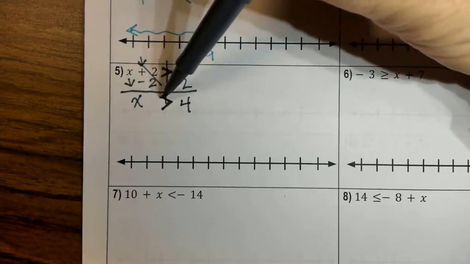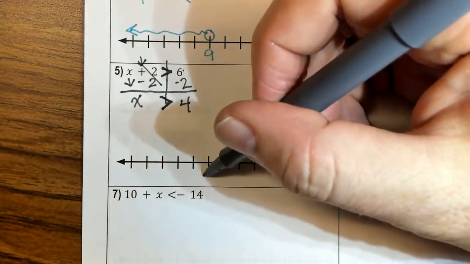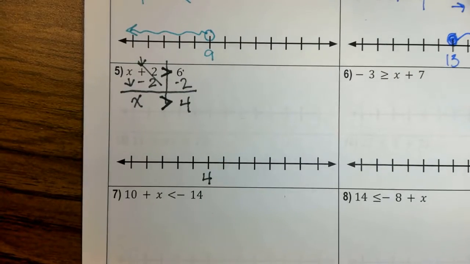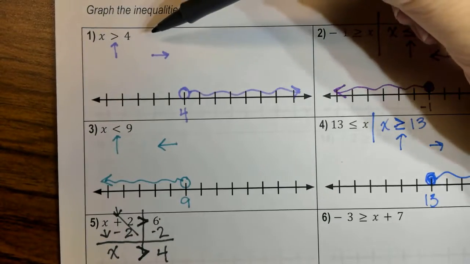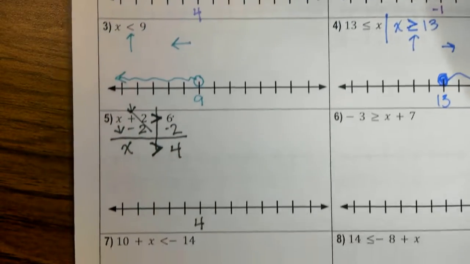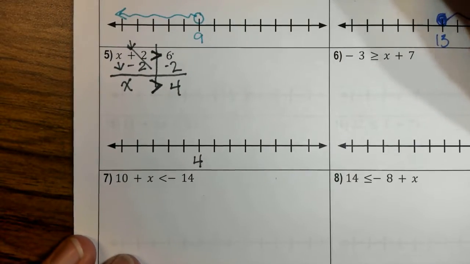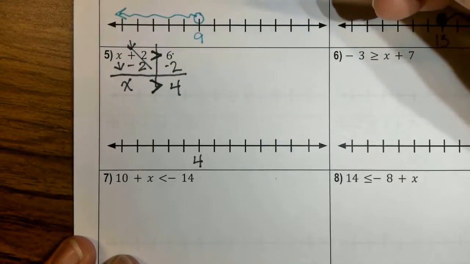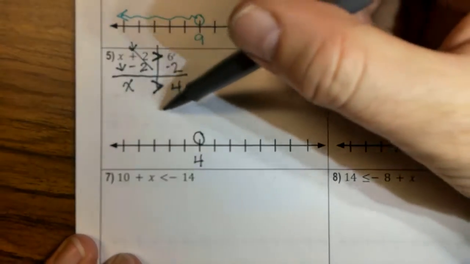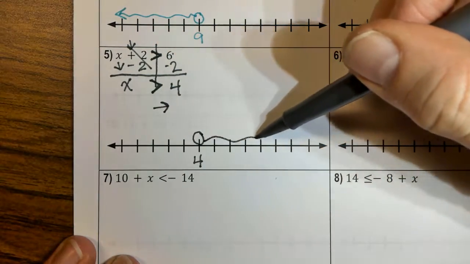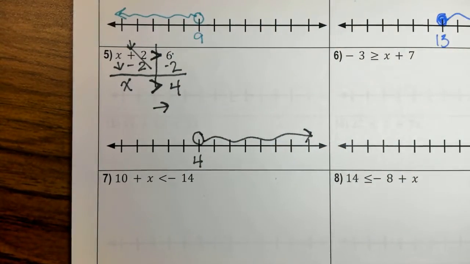So look, I have x by itself, and I can graph this. So I have 4 right here. Oh, and actually, if you look at my answer, that is number 1. Okay, so we already did this. But my inequality sign is not underlined, so it's an open circle, and greater than goes to the right. And that's my answer.